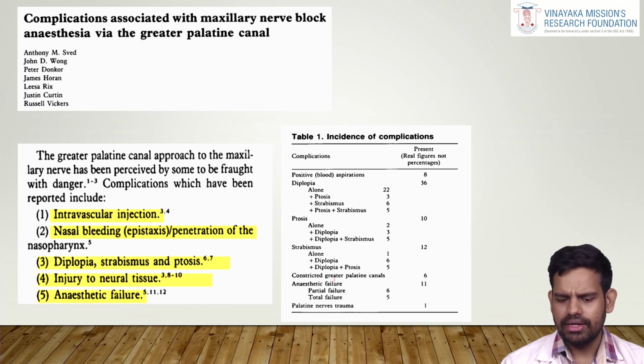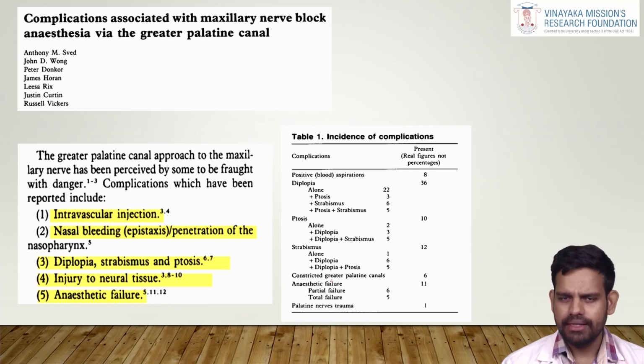we might inject the local anesthetic solution into the pterygoid venous plexus, and it might cause nasal bleeding, penetration of the nasopharynx, diplopia, strabismus and ptosis. Diplopia is double vision, strabismus is paralysis of the eye, and ptosis means drooping of the upper eyelid, and injury to the neural tissue. Injury to the neural tissue means that the sudden or forceful injection of the local anesthetic solution will injure the nerve tissue, and anesthetic failure.